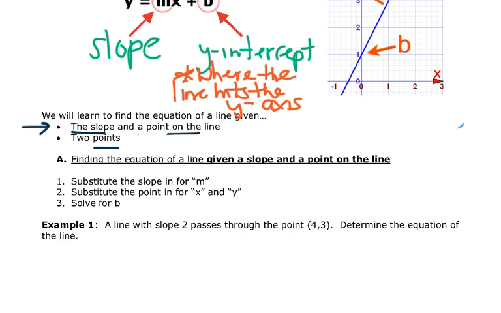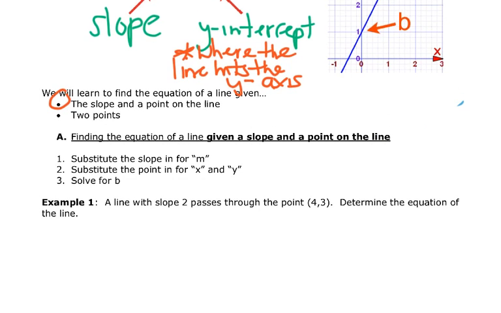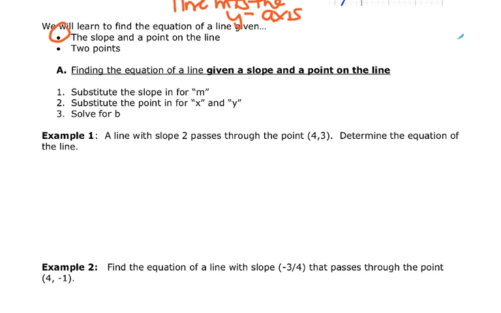So let's do this first one here. We're going to work on this question here. In this question, you'll just be given the slope and a point on the line, and you're going to have to figure out how to do it. So let's read example number 1. By the way, if you need help, these are the steps that we're going to follow. In example number 1, it says a line with slope 2 passes through the point 4, 3. Determine the equation of a line.